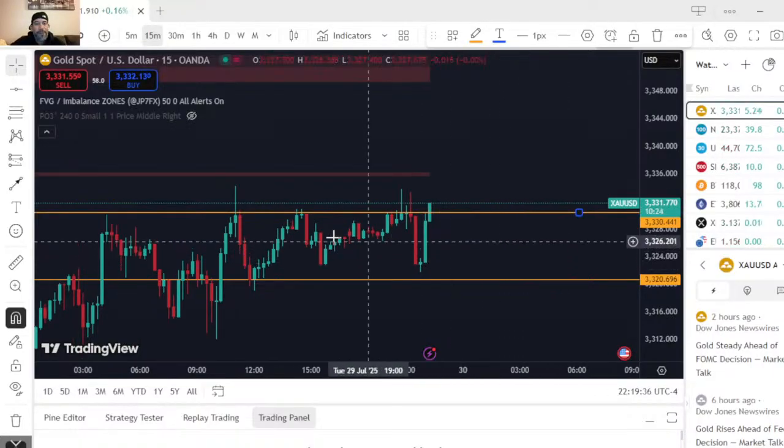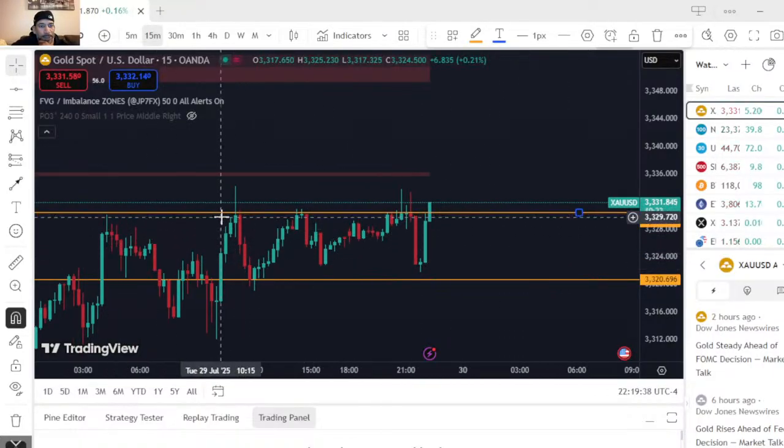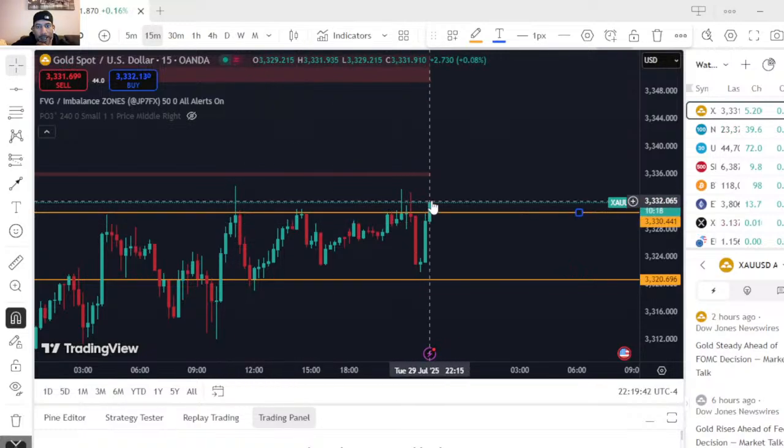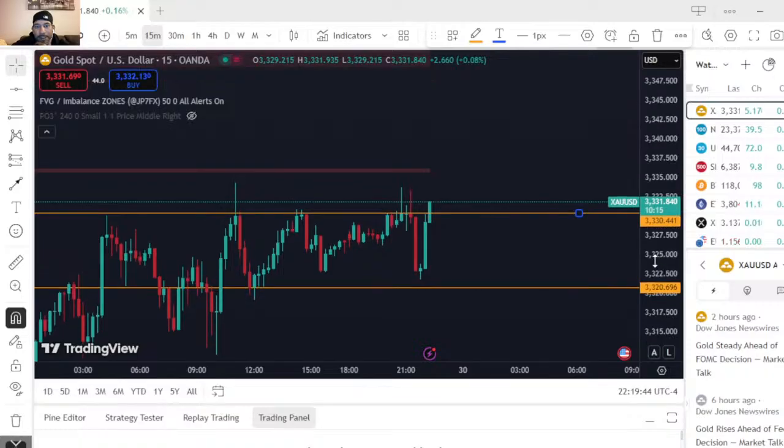All right. Okay, so we see how we tapped into it here. We got this resistance here, resistance here, resistance here. And now we're currently above it with 10 minutes to go. So I want to see if we're going to get a breakout here. I want it to push up to this FEG here.